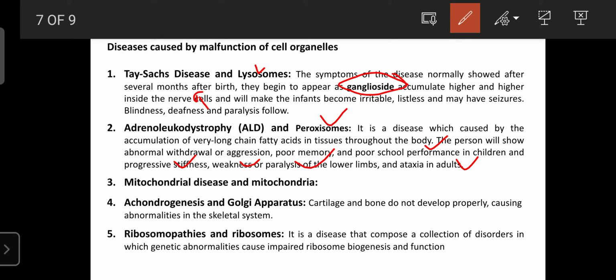Next, regarding mitochondrial disease: you already know the functions of mitochondria. Mitochondria play an important role in the generation and storage of ATP, as well as the regulation of calcium. Due to mitochondrial dysfunction, the person suffers from mitochondrial disease, which can affect the CNS and cause various CNS disorders.